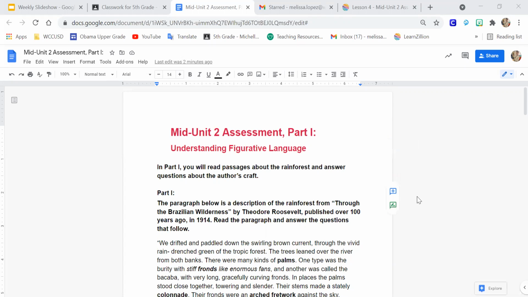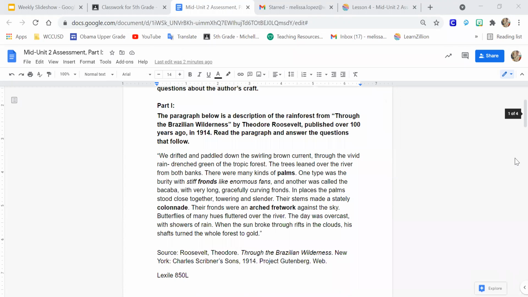So here we go. In part 1, you will read passages about the rainforest and answer questions about the author's craft. Part 1. The paragraph below is a description of the rainforest from Through the Brazilian Wilderness by Theodore Roosevelt, published over 100 years ago in 1914. Read the paragraph and answer the questions that follow.